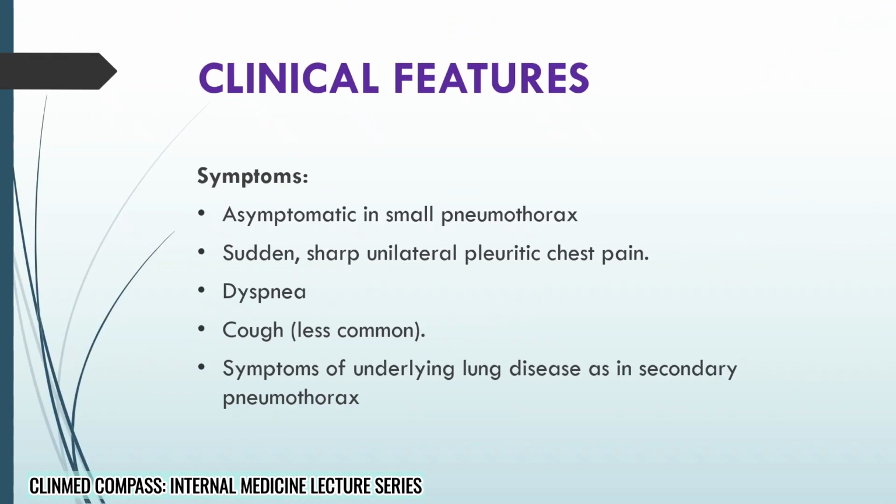The symptoms of pneumothorax can vary by size of the pneumothorax. Small pneumothorax may be asymptomatic. However, symptoms include sudden, sharp unilateral pleuritic chest pain, dyspnea, and occasionally cough. Symptoms of the underlying lung disease can also be found, as in the case of secondary spontaneous pneumothorax.